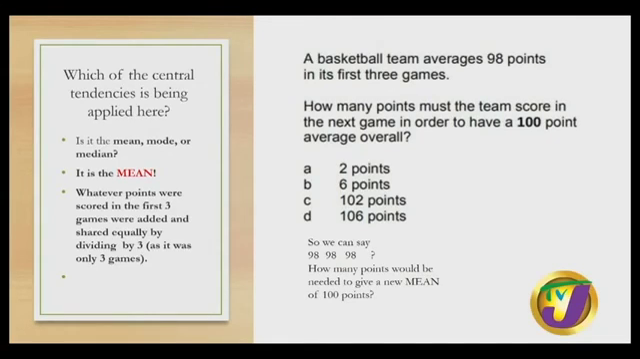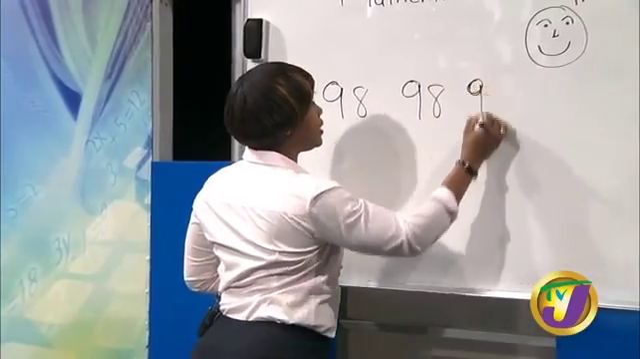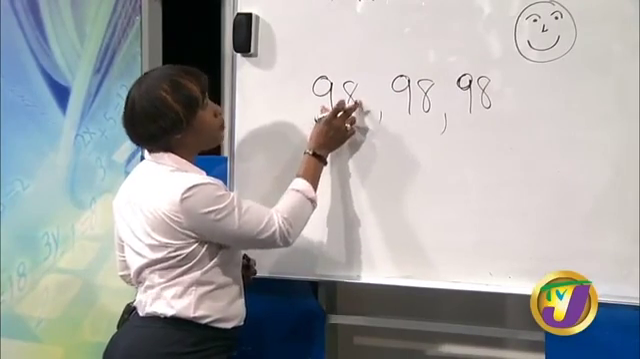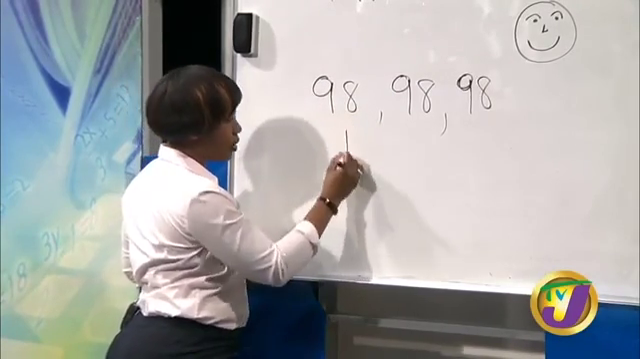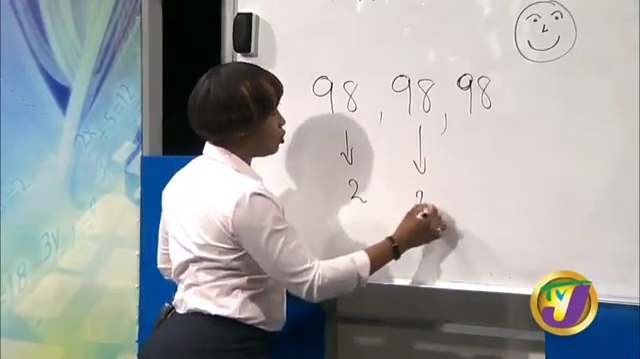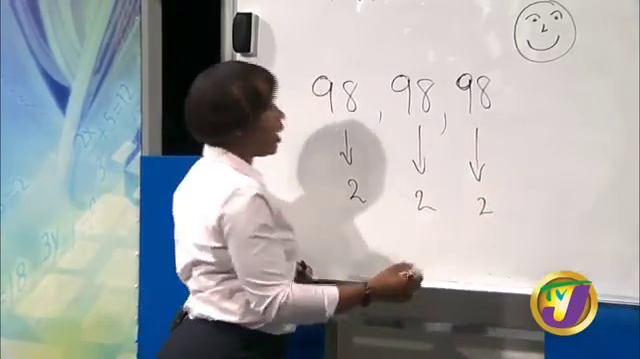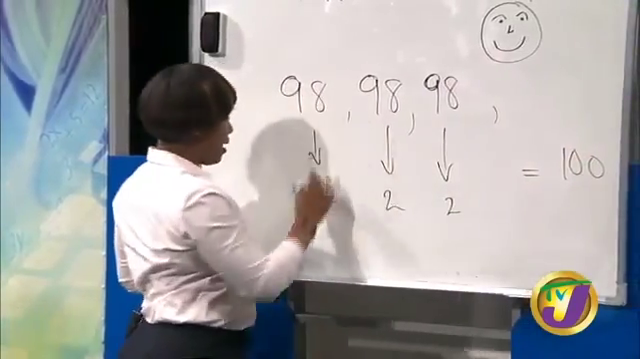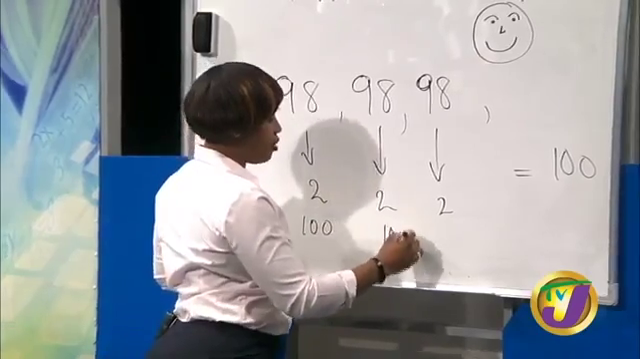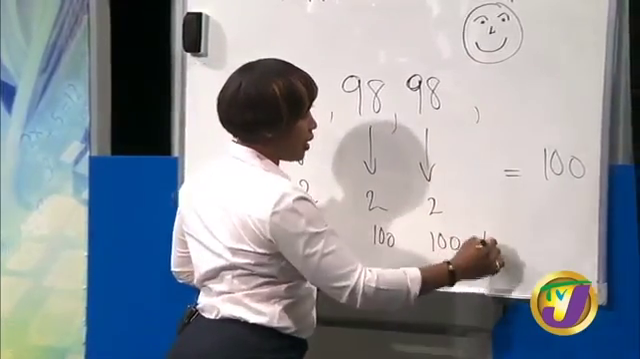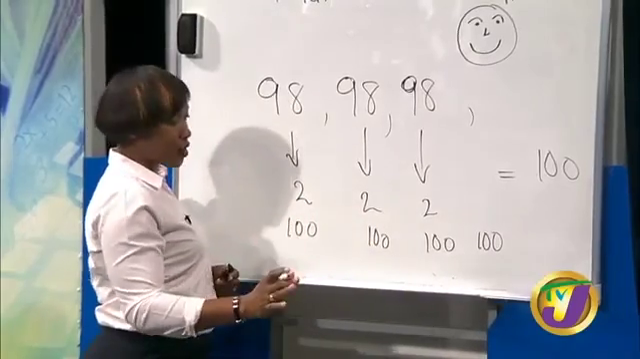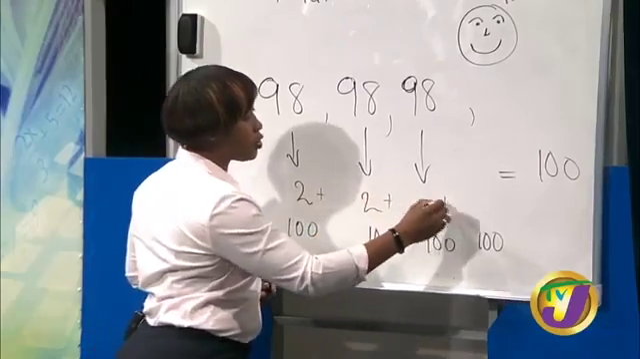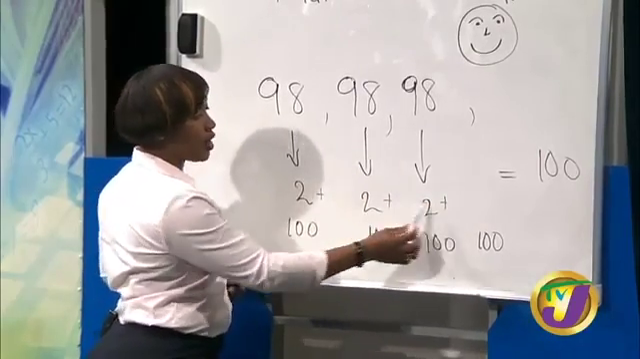98, 98, 98. So these are the 3 games. How many more points would I need to make this 100? 2. This one, 2. And this one, 2. And obviously, remember we said we want the average to be 100. So if I made this 100, and this 100, and this 100, I would have to have the 4th being 100 as well. So it would be 2 plus 2 plus 2, and my 100. 2 and 2 is 4, and that is 6.